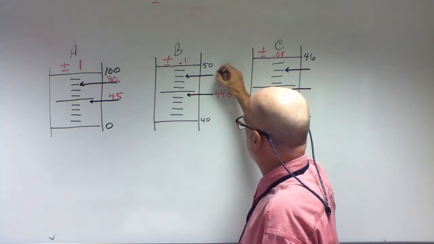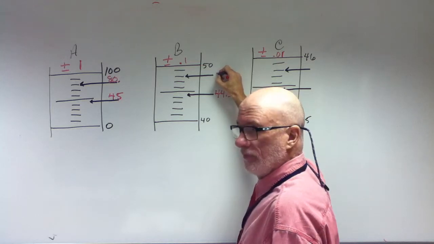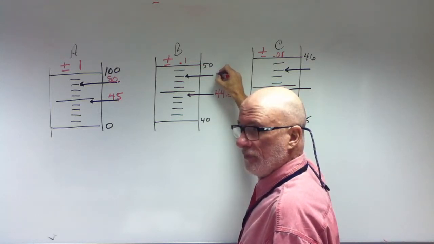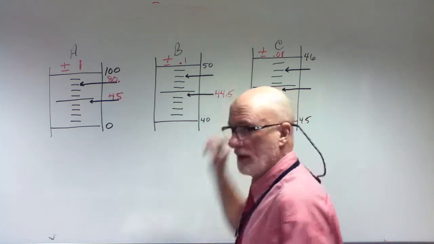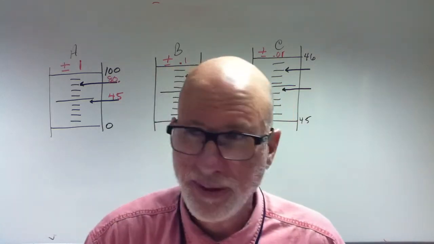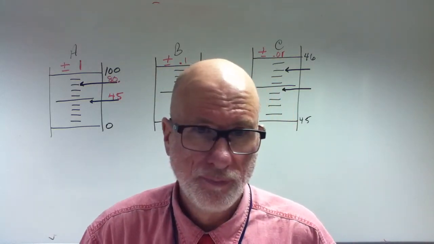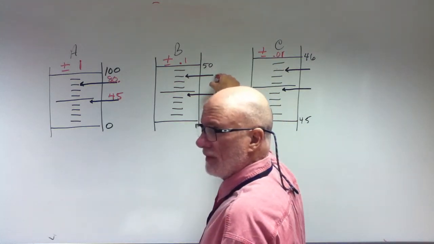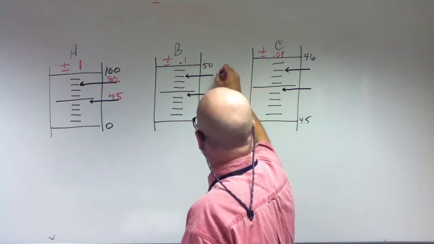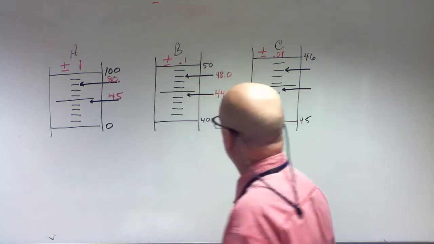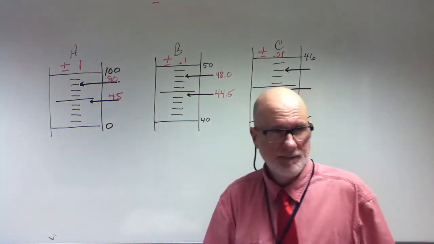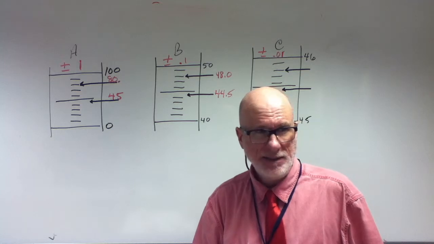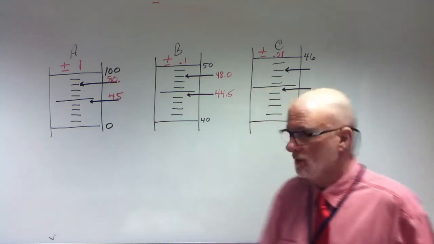44.5. And what's this? What is it? 48. No. What would it be? 48.0. This one here? Yeah. Is that right? Excellent. 48.0. Okay. Yes? You okay with that? It's not 80. Yes? What's this one going to be?